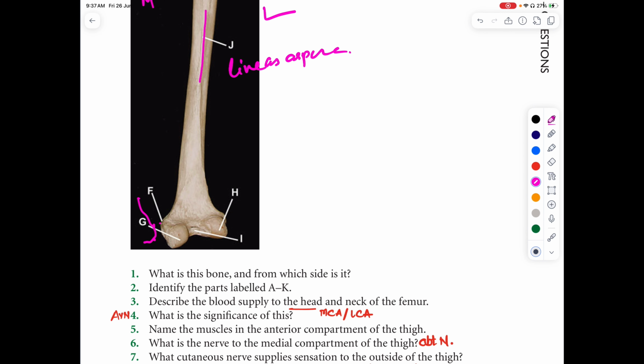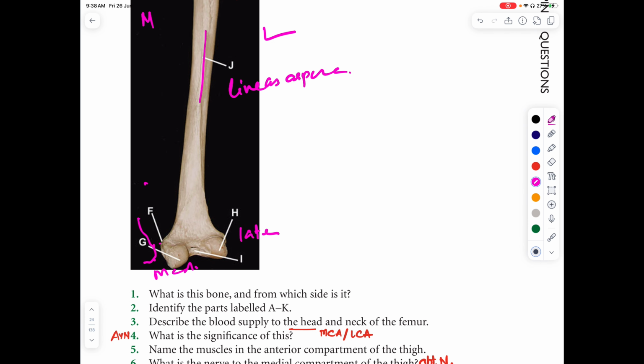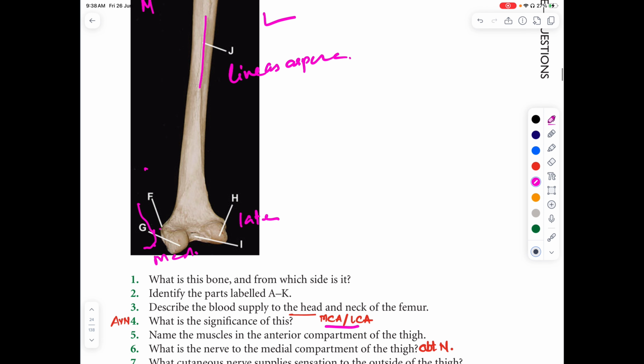Now this is the lateral epicondyle, this is the medial epicondyle. G is the medial epicondyle, and F you see is the adductor tubercle. This is on the adductor side. Blood supply to the head: medial and lateral circumflex arteries form a large anastomosis, the ligamentum teres, then the superior and inferior gluteal arteries. A lot of anastomosis. What is the significance?